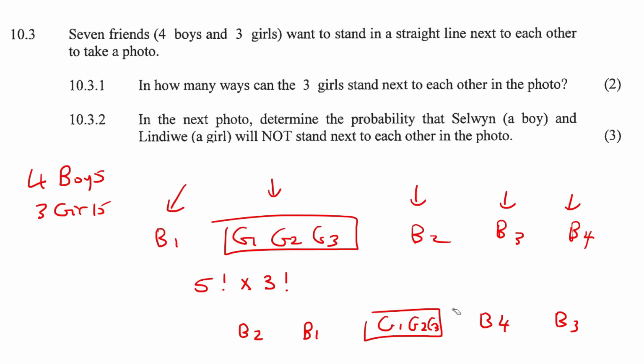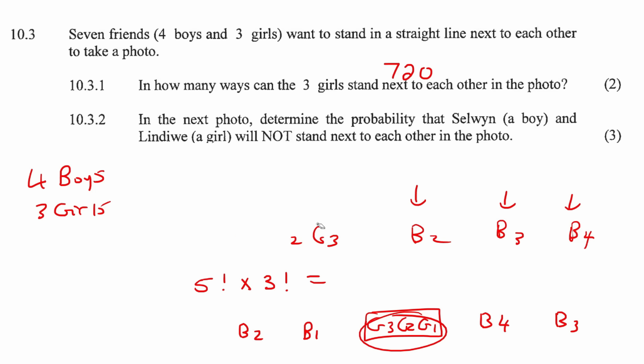Once that has been done, these girls can arrange themselves in multiple ways. You could have girl 2, girl 1, and then girl 3. Or you could maybe have girl 3, then girl 2, then girl 1. That's where the 3 factorial comes from. All right. And so if we work this out, it's 720. So there are 720 different ways that you could do this, where the girls will still be next to each other. Okay, now moving on to the next question.